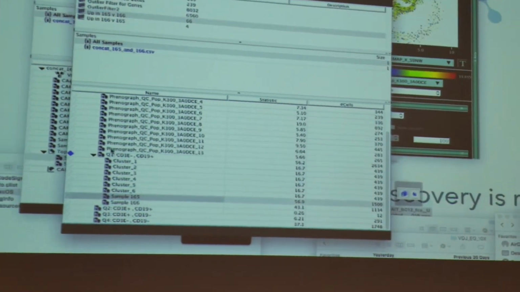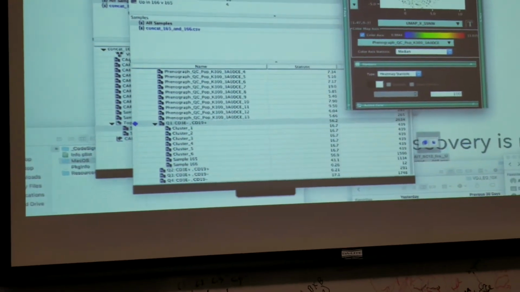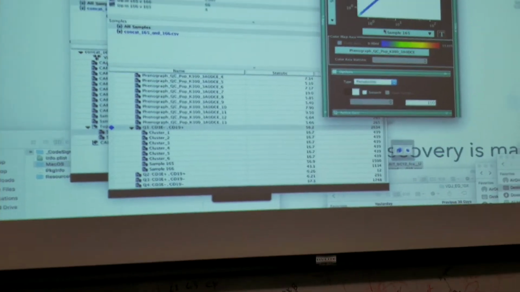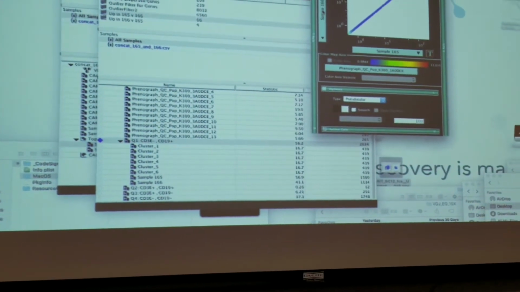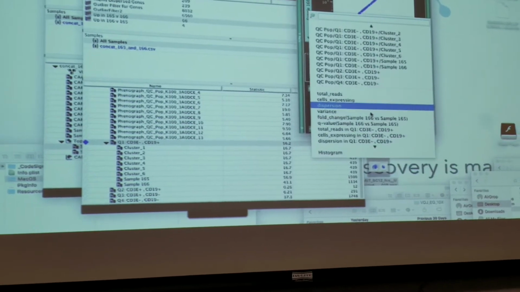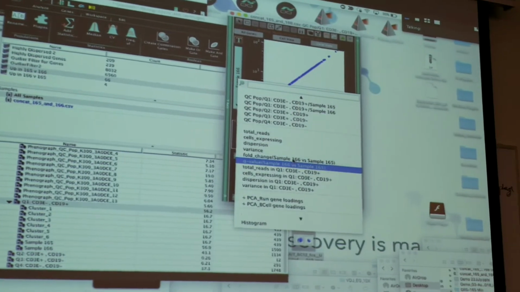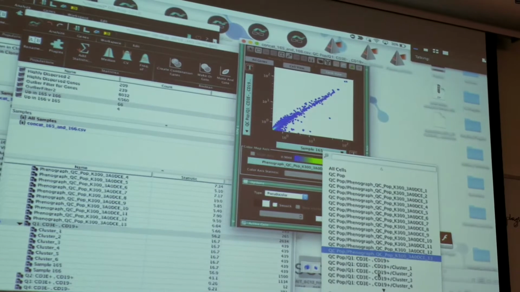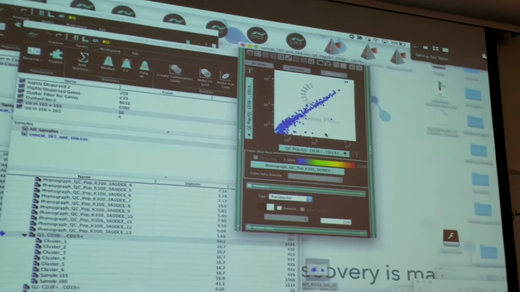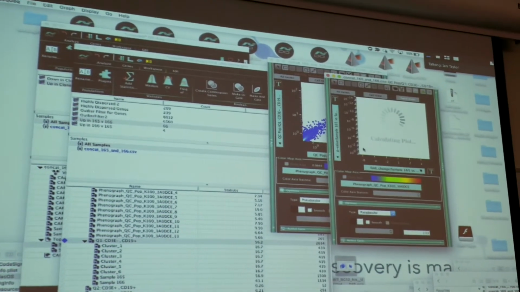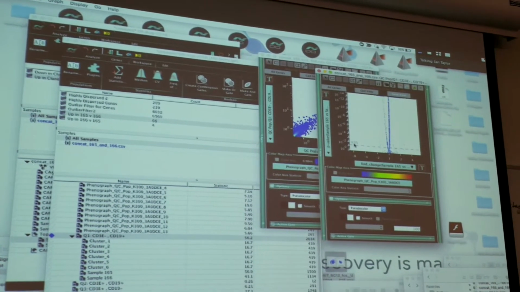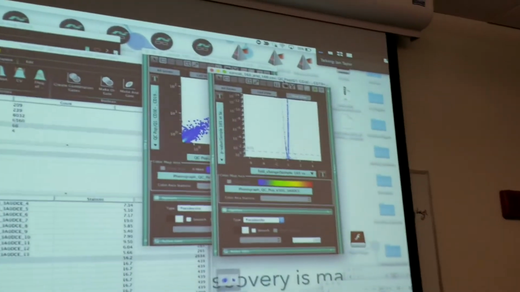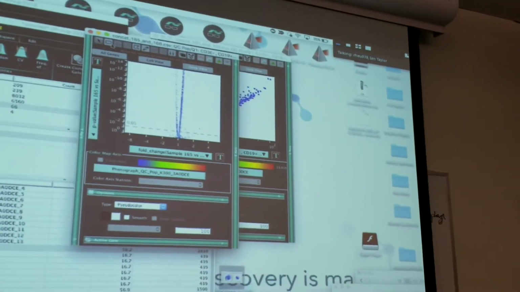I suppose one thing we did do was drill down into the B cells, and then within the B cells, do the difference between these two. Oh wow, that doesn't look right. There we go. So now we're asking what's upregulated in sample 165 versus 166, just within the B cells. Yeah, that might be good.